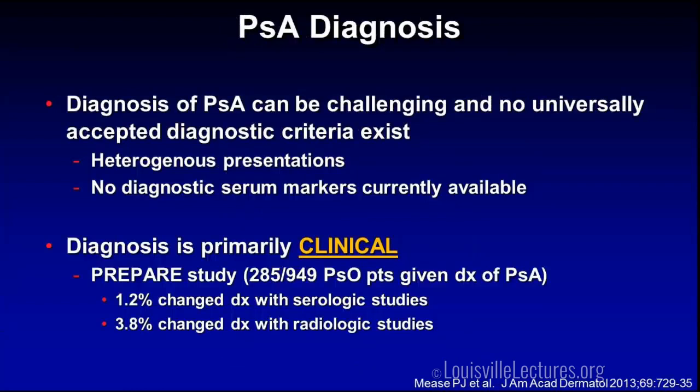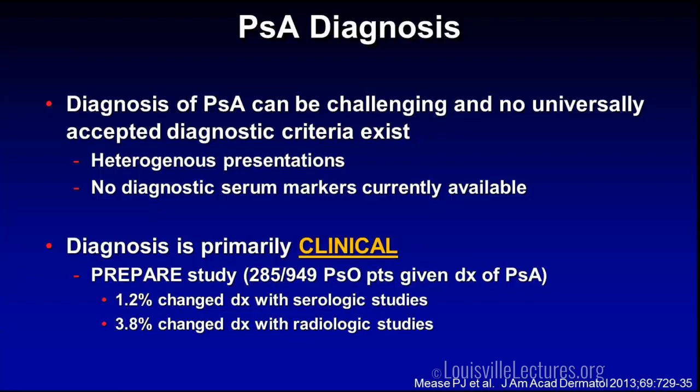With that said, a diagnosis of psoriatic arthritis can be extremely challenging in some cases. For one, there's no universally accepted diagnostic criteria. Like cutaneous psoriasis, there are heterogeneous presentations. They can have a peripheral arthropathy. They can have a spondyloarthropathy, combinations, different patterns. And it's a seronegative inflammatory arthropathy. There's currently no serum diagnostic test that we can use to help us make that diagnosis. So the diagnosis is primarily a clinical diagnosis.